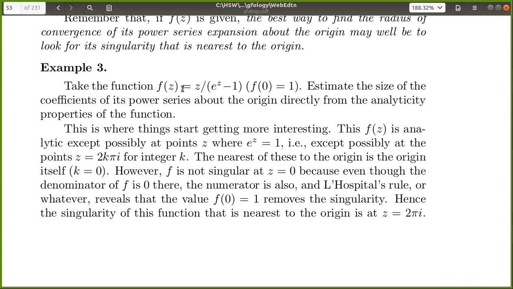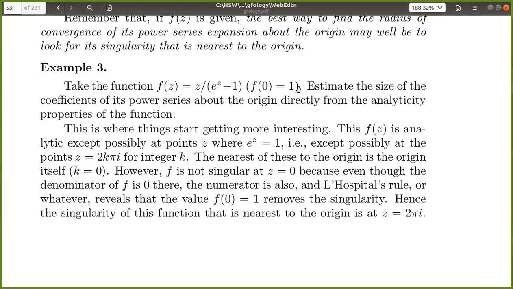So this I know is a function which is analytic everywhere except possibly at points when e raised to z becomes 1. Like e raised to 0 is 1, but it's defined at 0. But all those points, I mean 2k pi i. Correct. But if you take the one which is nearest to origin, it is going to be z equals 0. Correct. But at z equals 0, f is given to be 1.